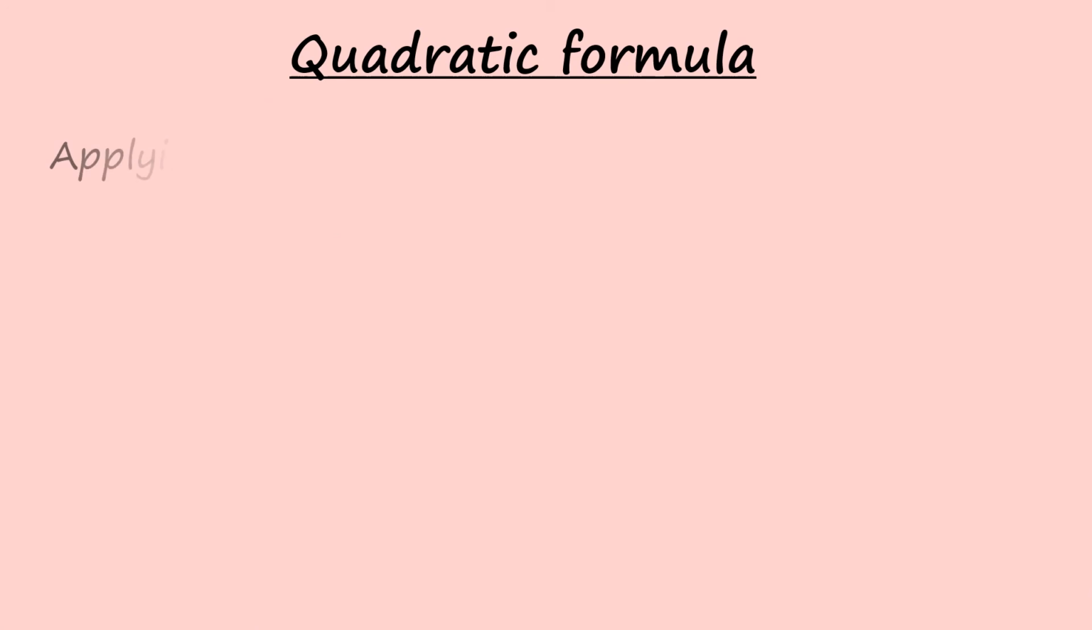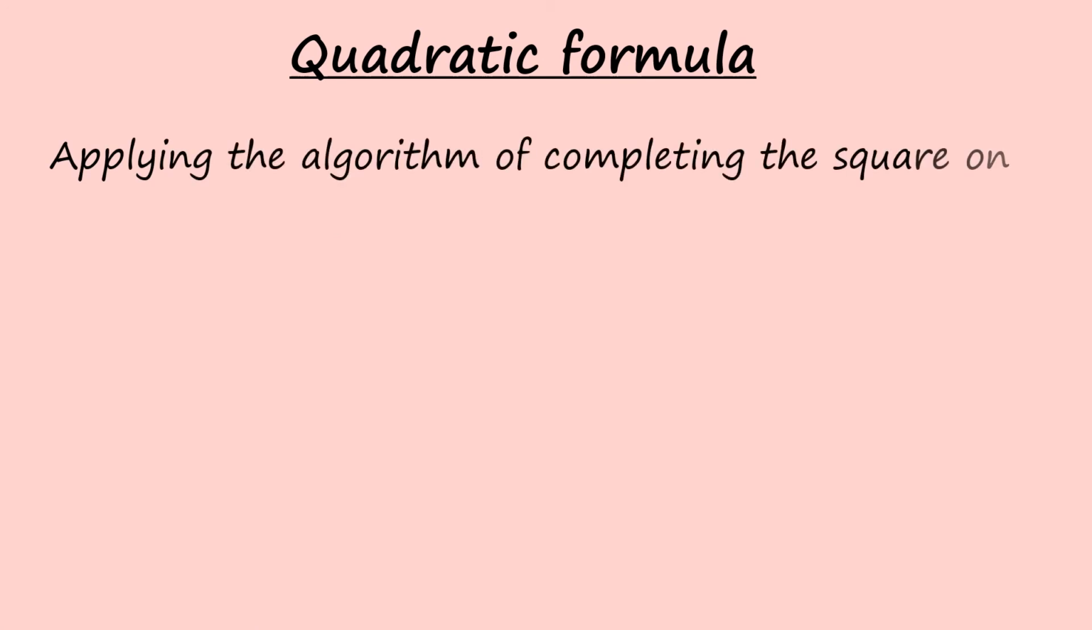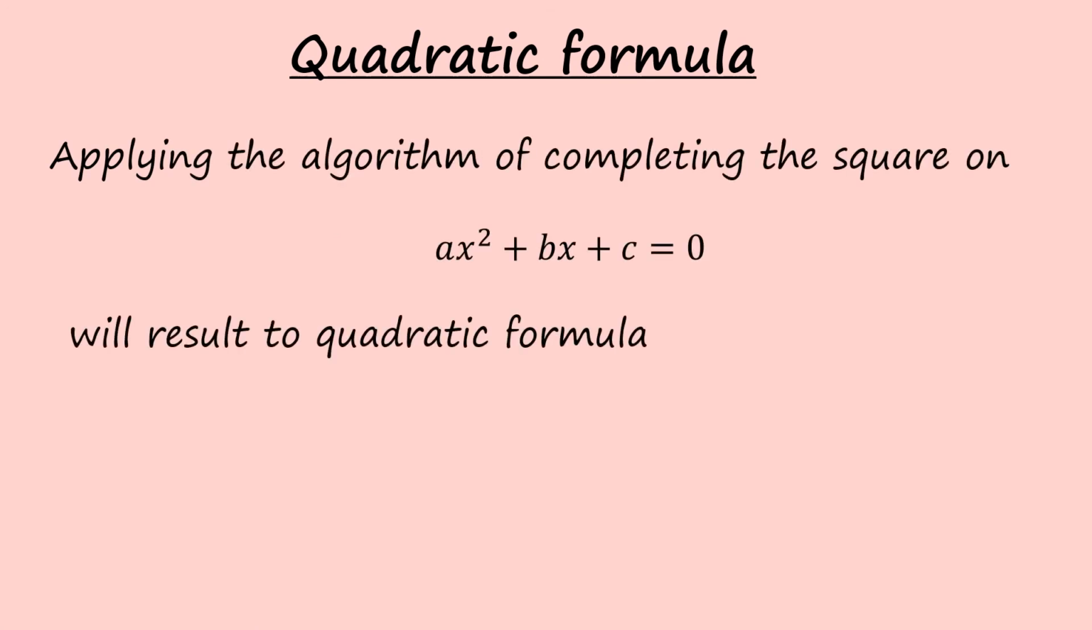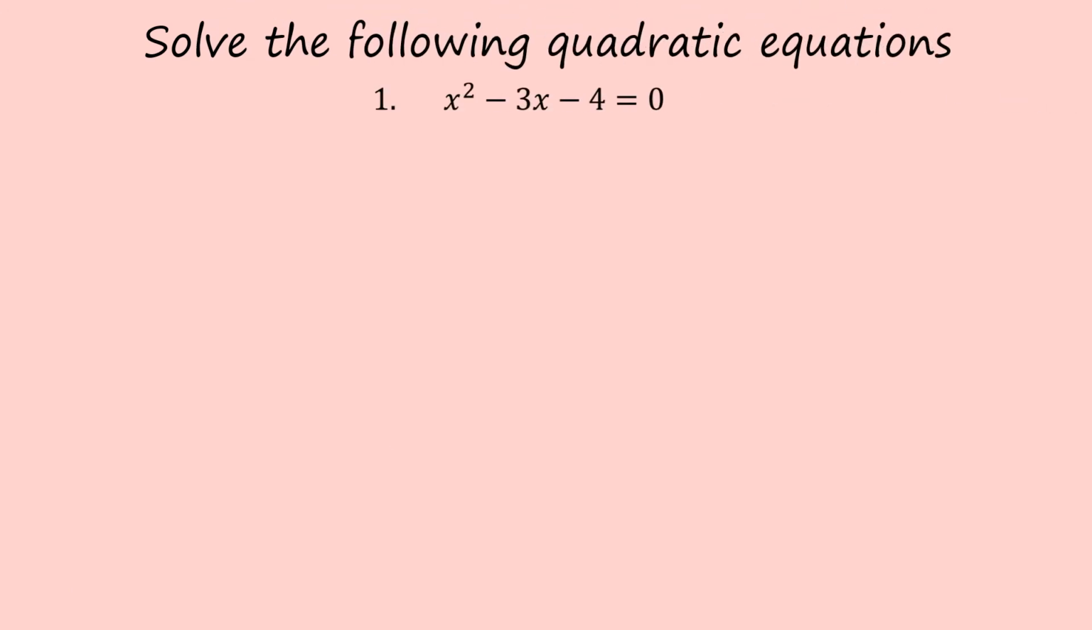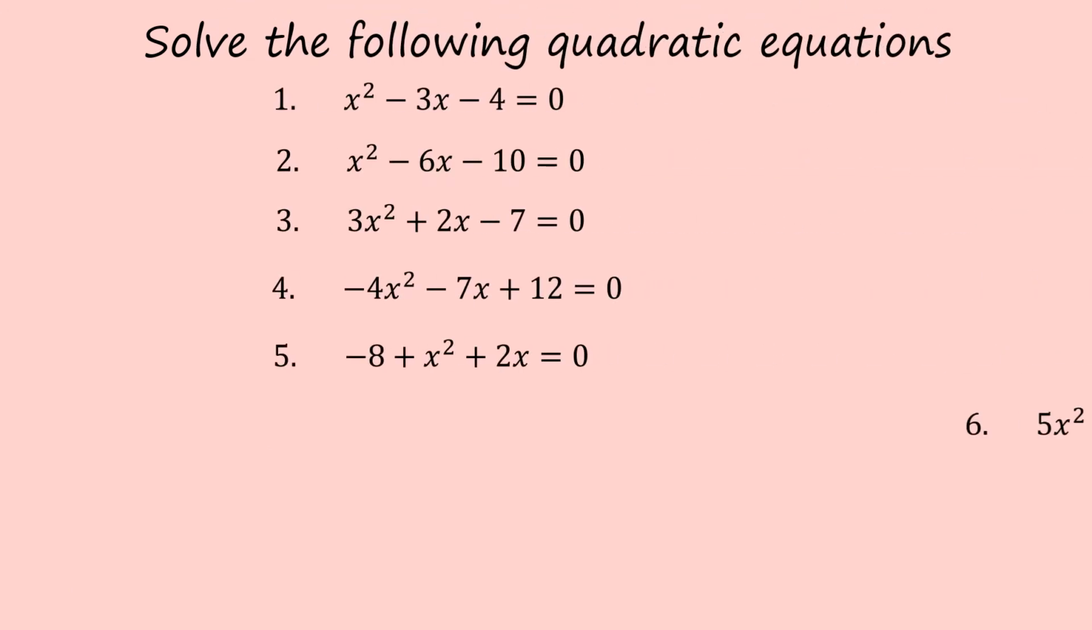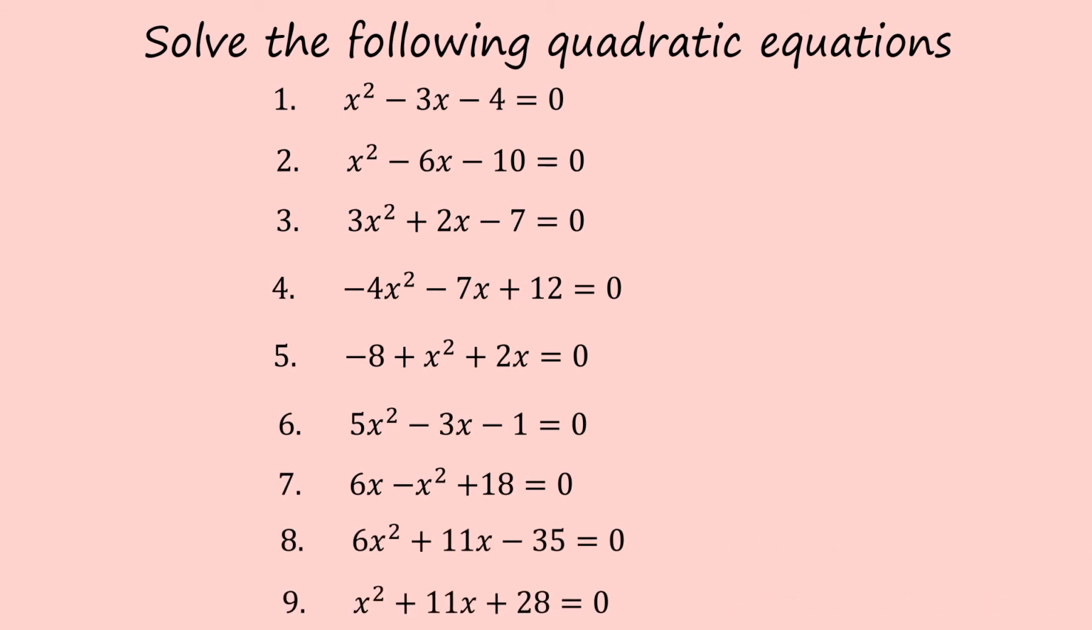Now we move to the third method, the quadratic formula, applying the algorithm of completing the square on ax squared plus bx plus c equals 0. We arrive at the quadratic formula: x equals minus b plus or minus square root of b squared minus 4ac over 2a. Remember that the quadratic formula may not be completely stable if b squared and b squared minus 4ac have close magnitude. Let's solve the following quadratic equations. We are going to consider only 3 equations for our examples.